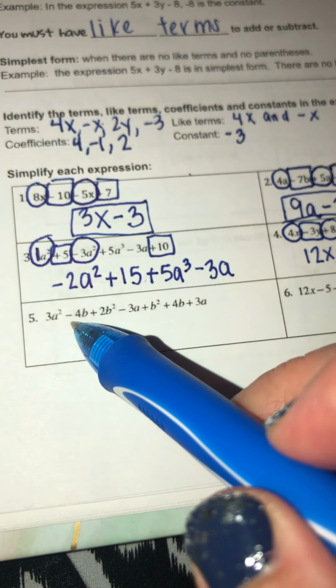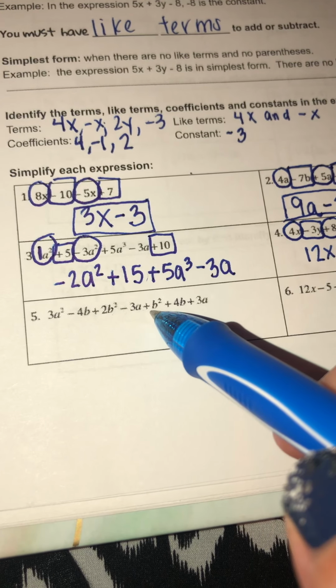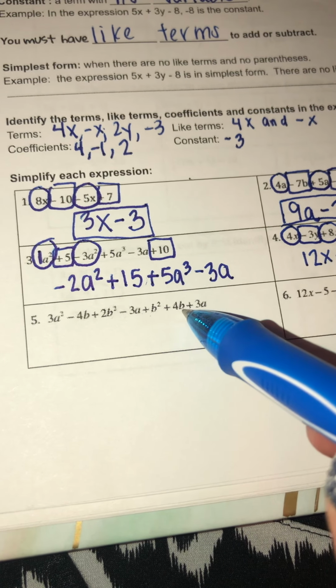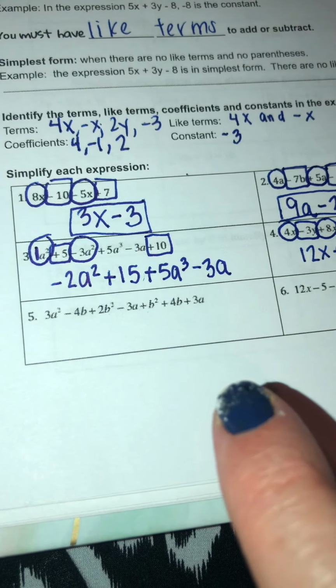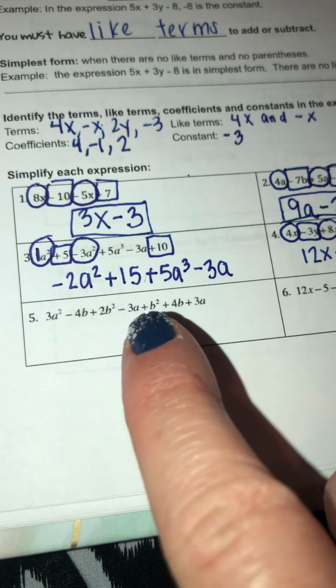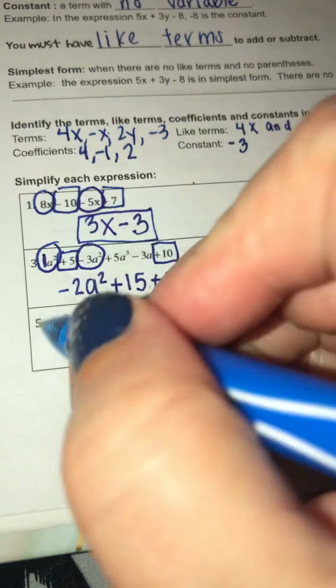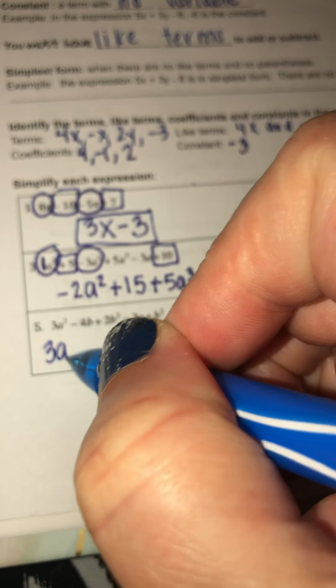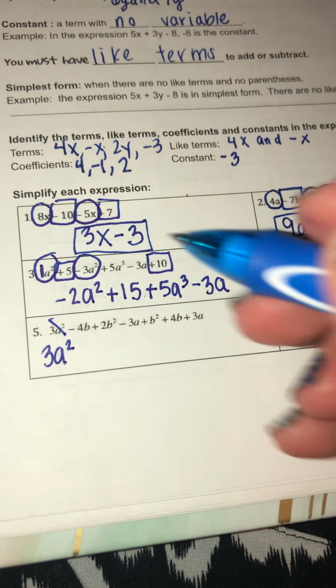3a squared minus 4b plus 2b squared minus 3a plus b squared plus 4b plus 3a. That's a huge problem. So I'm going to start with this one, a squared. I see another a squared? No, I do not. So 3a squared is going to just be written down. Nothing is going to combine with it. And if you want to, you can mark it out like that so you know that you've used it.